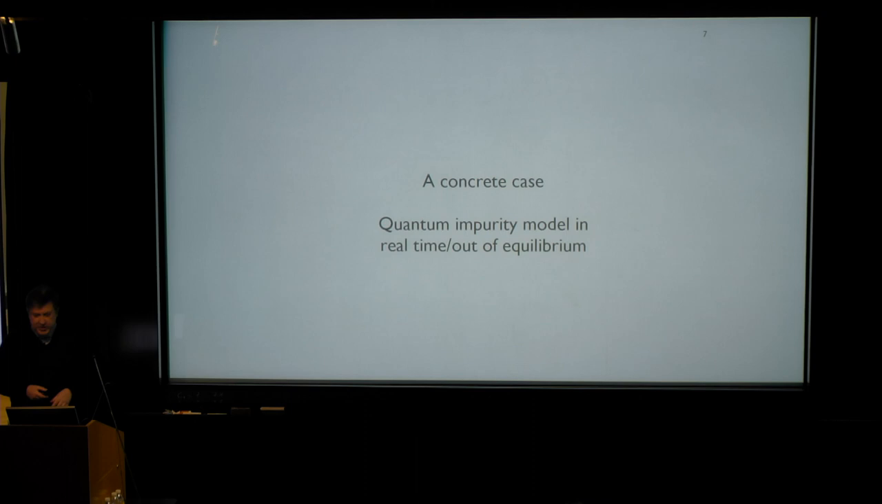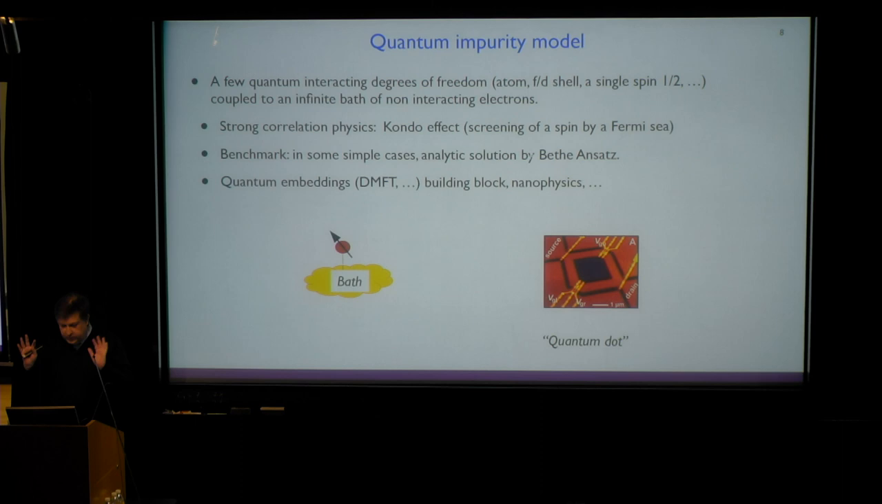Now let's go to a real concrete case. I want to consider a quantum impurity model in real time out of equilibrium. So, just to fix my notations, what I mean by quantum impurity model is a few quantum interacting degrees of freedom, a couple of shells in an atom, or even a single spin 1/2, which is coupled, like in this little picture, to a bath of non-interacting electrons.